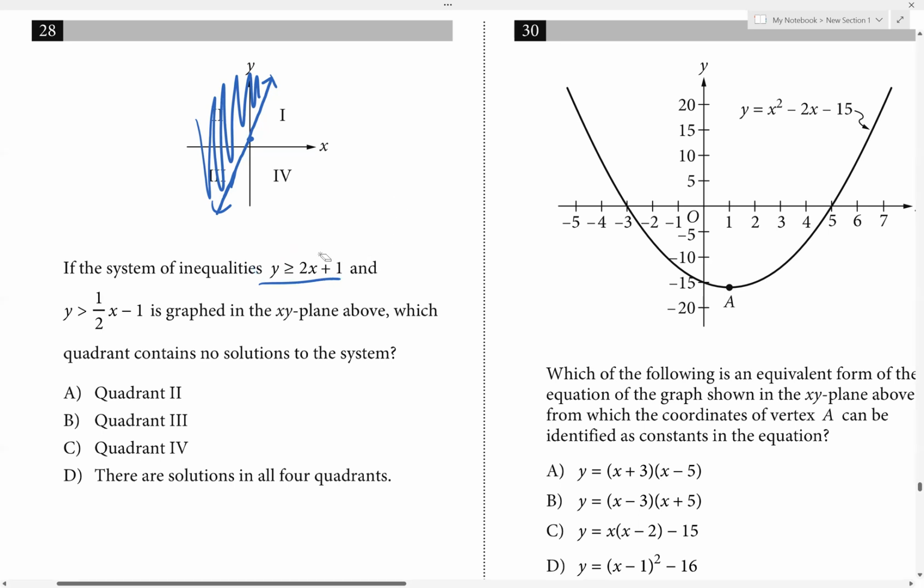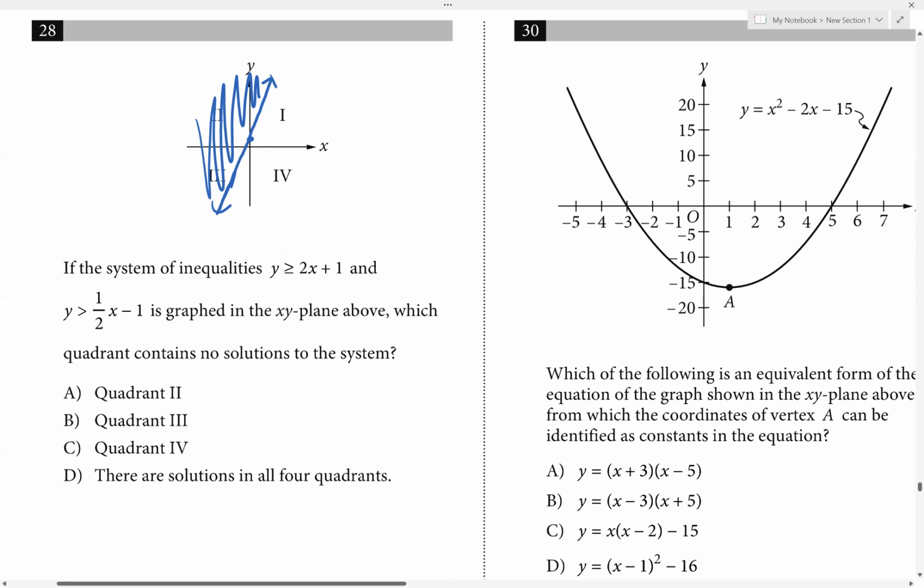Okay, and if you look at this first inequality, we have solutions in quadrant 1, quadrant 2, and quadrant 3. So the only quadrant that doesn't have a solution, based on the first inequality, is quadrant 4. But keep in mind, it's not just one inequality. We do have to graph the second one and see where the overlap is. So we can't just go based on the first one.